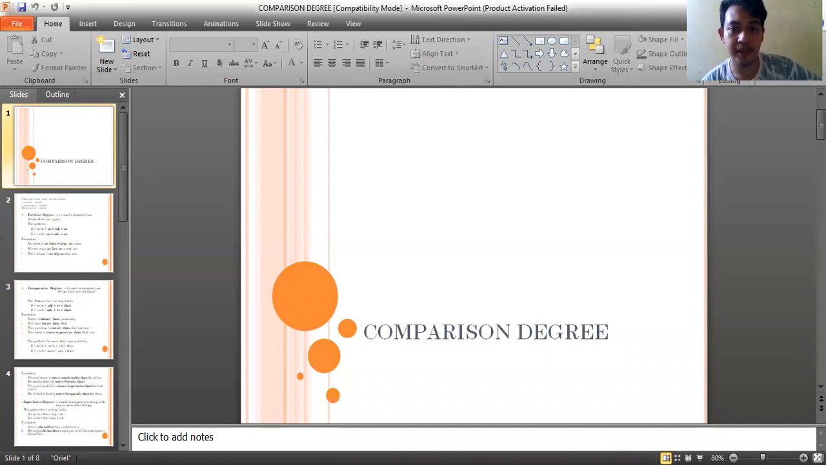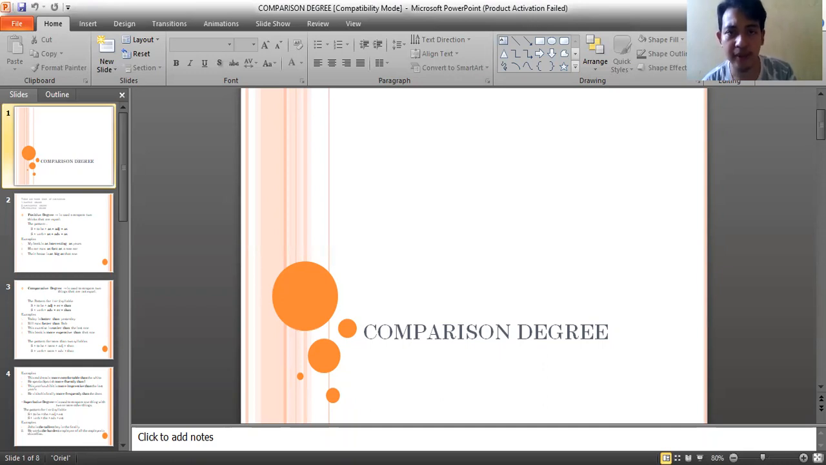The positive degree is used to compare two things that are equal. The patterns of positive degree are: subject plus to be plus as plus adjective plus as, or subject plus verb plus as plus adverb plus as. Examples of positive degree: my book is as interesting as yours. This car runs as fast as a race car. Their house is as big as that one.